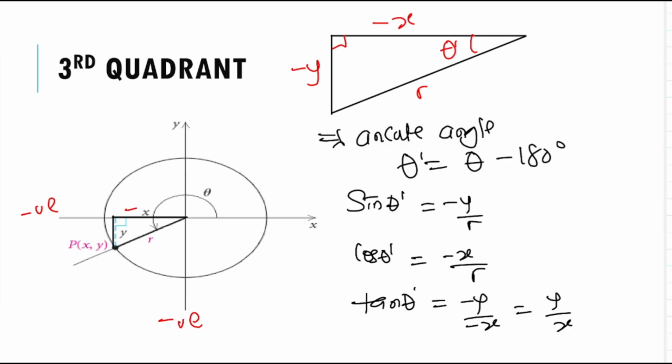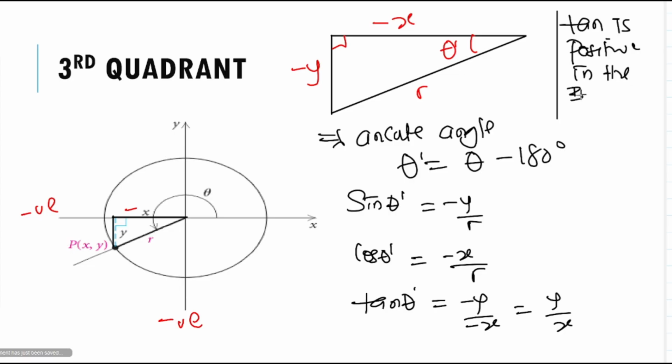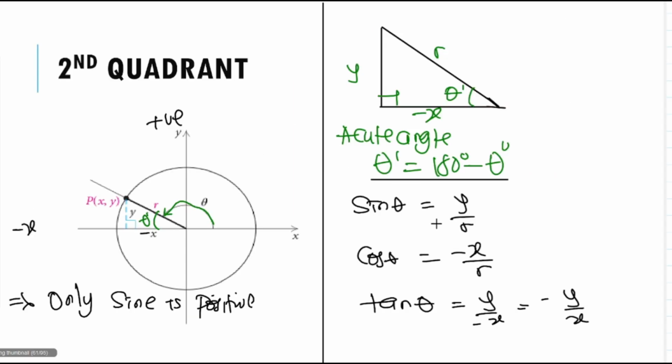So you can see that in this third quadrant, which one is positive among the ratios? Tangent. So tangent is positive in the third quadrant. That is what we have, and the acute angle definition there is given as this definition. Let's put prime here to avoid confusion.